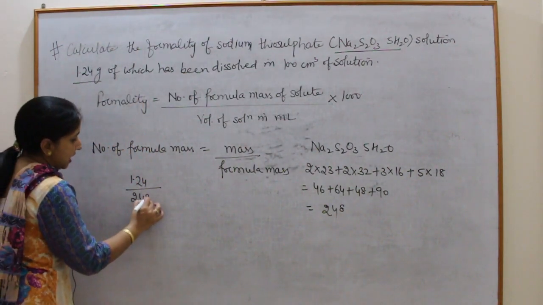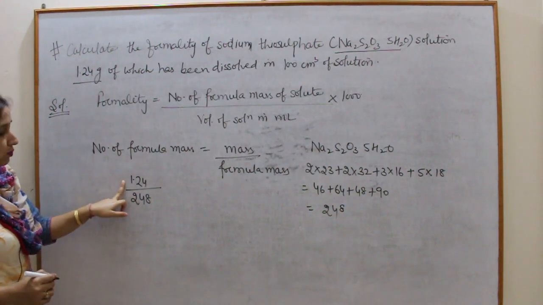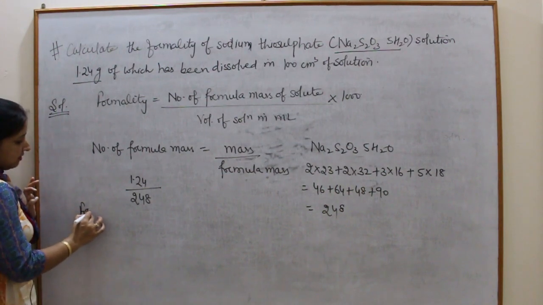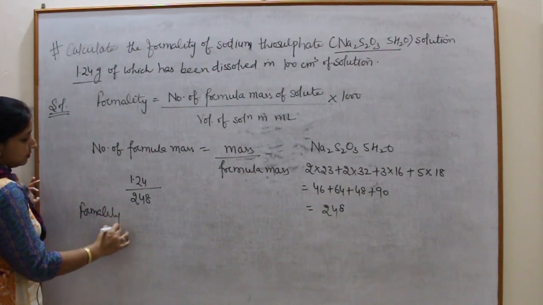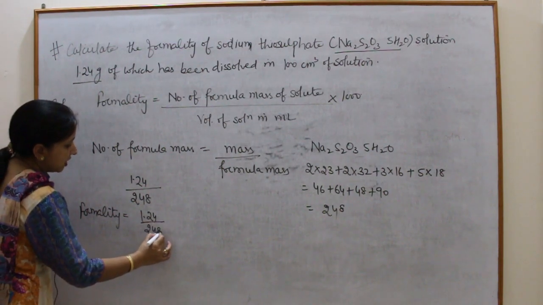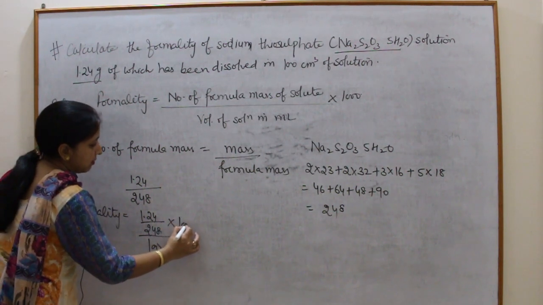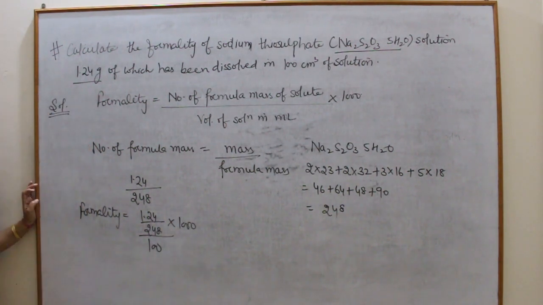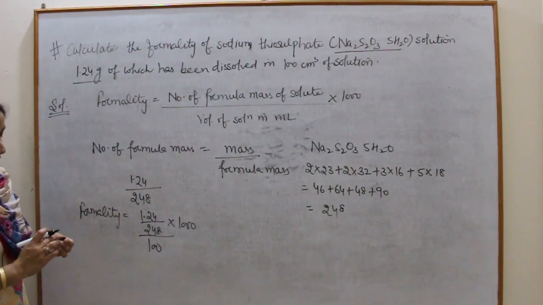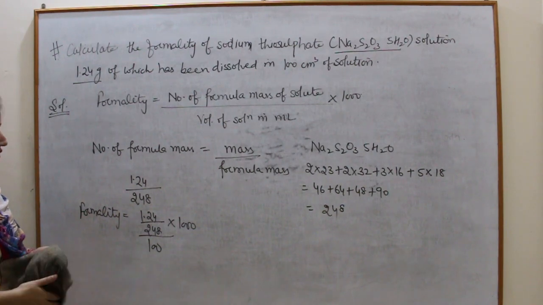So we can calculate the number of formula mass. It is equal to 1.24 divided by 248. So formality will be equal to 1.24 divided by 248 divided by 100 multiplied by 1000. So it will be the formality of the given solution. So with this numerical, our topic calculation of concentration term is over.